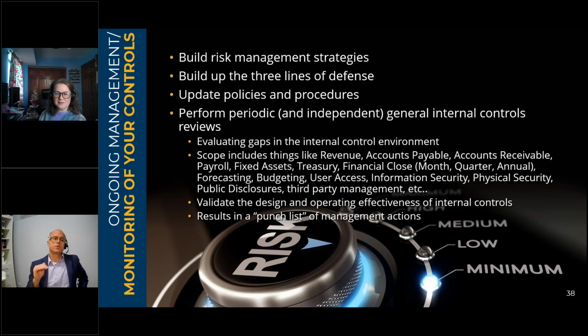So we evaluate the design and operating effectiveness of internal controls. How do we do it? We walk through each of the areas to assess the risk and validate that it's being mitigated. We work with management to resolve any issues as they arise. So if we notice something's deficient from a risk management perspective, we'll bring it up. At the end of this assessment, everything is summarized in a report, which essentially creates a punch list of management actions that can be knocked out periodically, such as an annual review of user access.